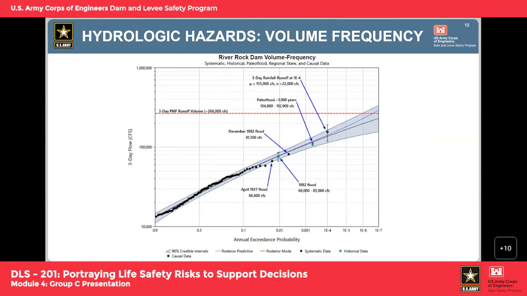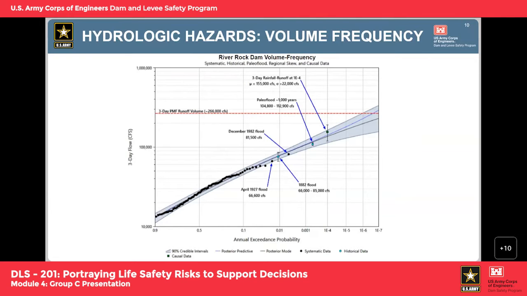And then to further improve the inflow volume frequency estimate, a precipitation frequency study and a paleo flood study were both performed. The 3-day rainfall runoff analysis for the precipitation frequency study used Atlas 14 data at an AEP of 1e to the -4. So that information was used to help inform the curve. And then lastly, the paleo flood investigation was performed to estimate the magnitude of any prehistoric events that might have happened on the Warsaw River.